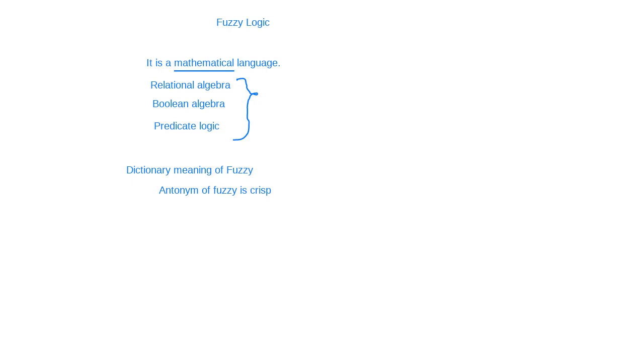Suppose someone asks you whether you ate at night or not. So your answer will be yes or no. It means you gave the crisp answer. You gave the answer in the form of yes or no. So this is the crisp answer.